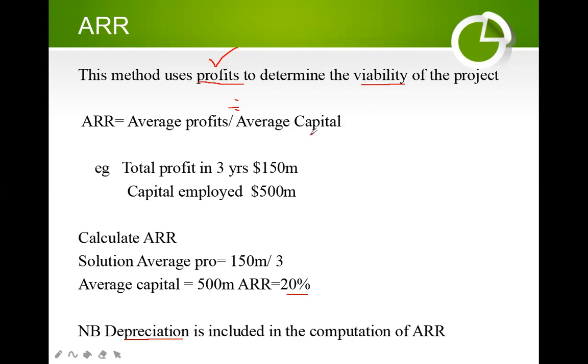Okay, but how do we calculate average profit? Let me show you how we determine. Let's say this is the profit for 3 years. Total profit for 3 years is 150 million. This is for 3 years.